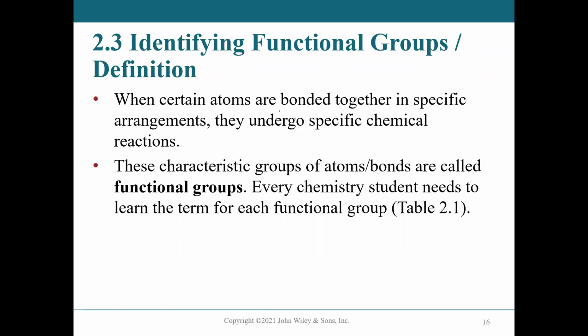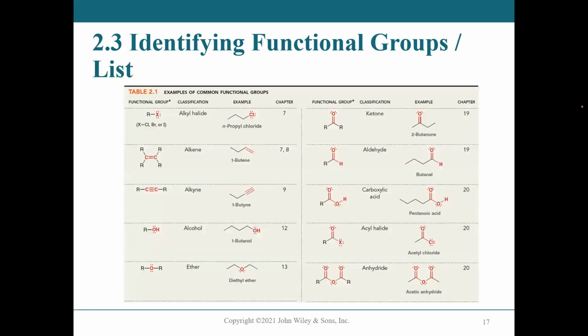So when certain atoms are bonded together in a specific arrangement, they undergo specific chemical reactions. And it says the characteristic groups of atoms are called functional groups. The functional groups we kind of talked about would be your ketone group, an aldehyde group, the ether, and they have a really good table right here.